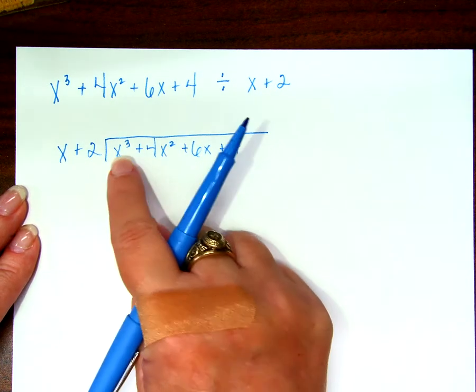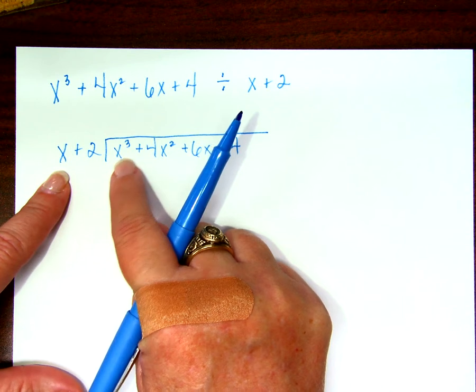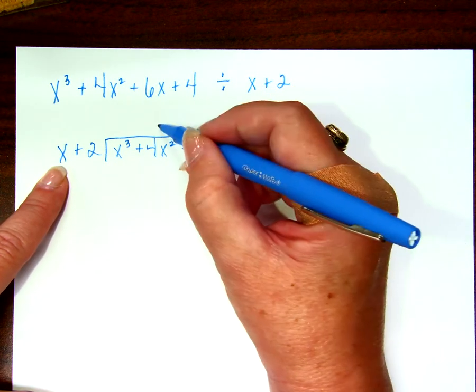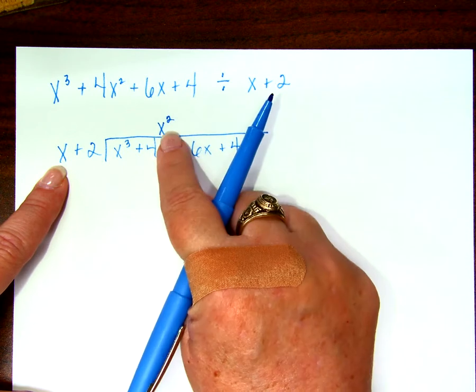Divide, right? First term and first term. X cubed divided by x is x squared. Where does it go? Above the x squared. Now what?